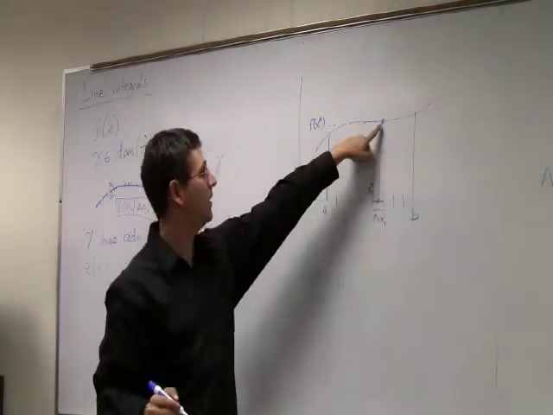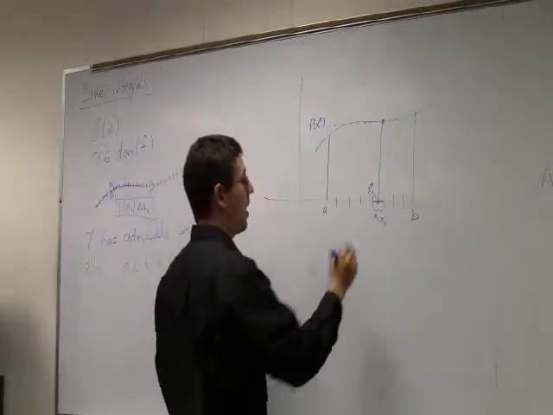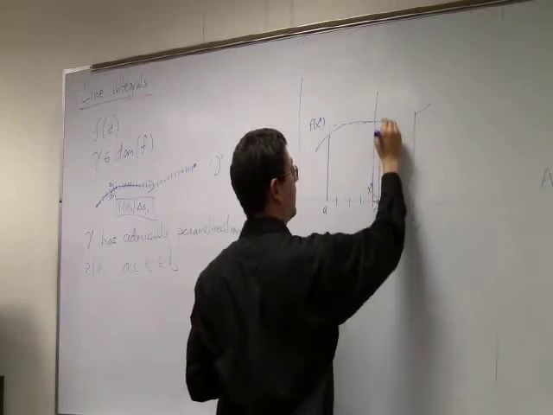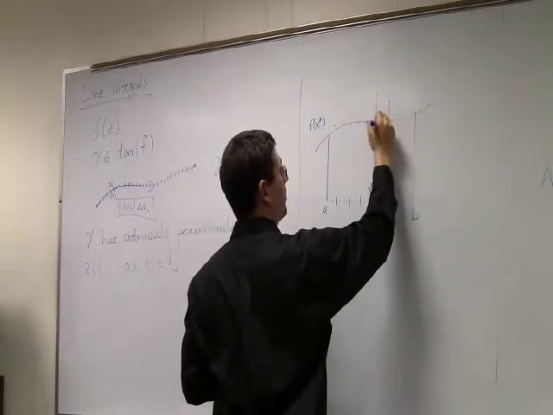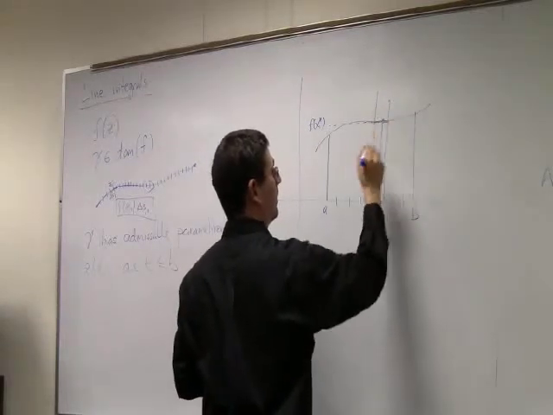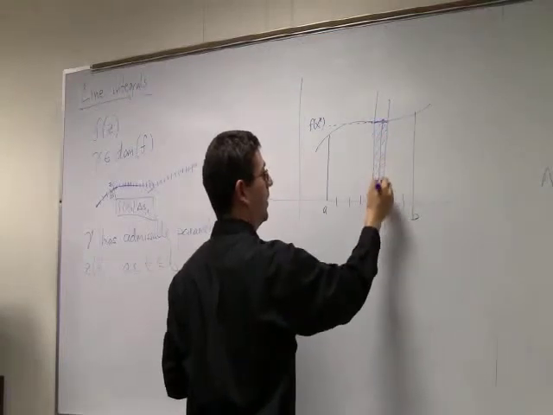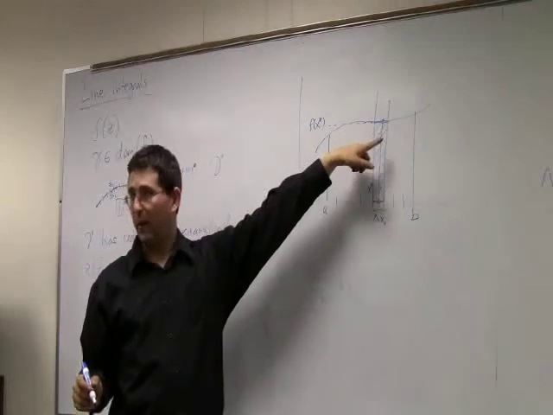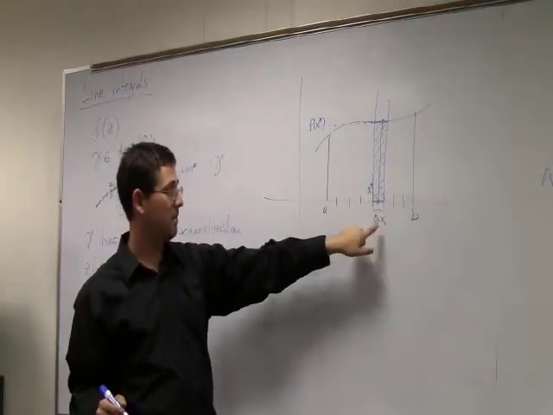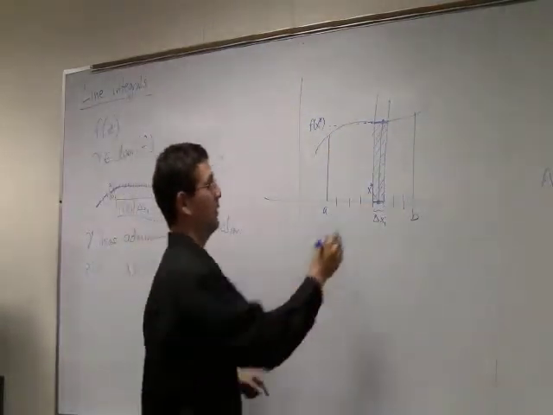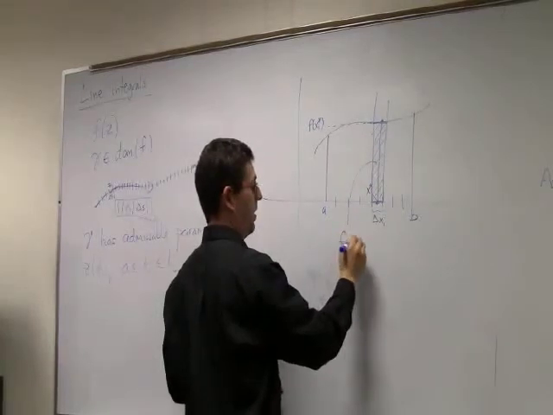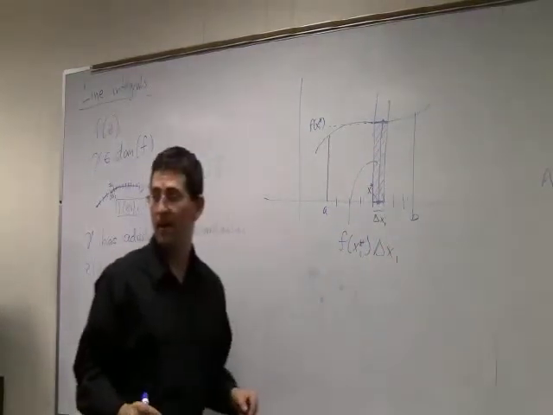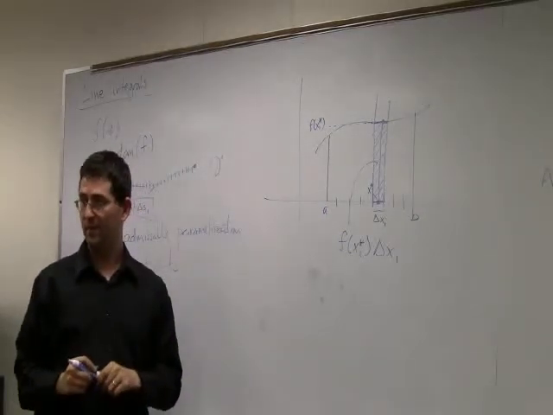Okay, so you take the value, and then you draw a rectangle whose height is that point right there. And the area of that rectangle is the product of the base and the height. So this rectangle has area f of xi star times delta xi. Is that right?